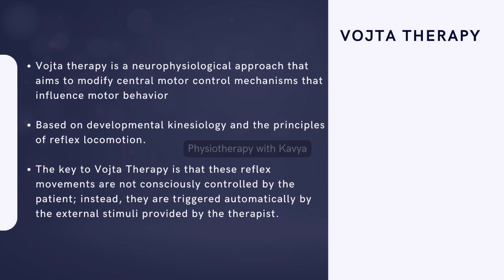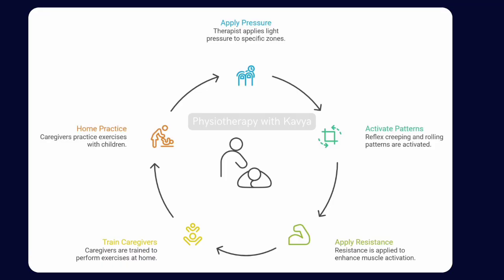The key to Vojta therapy is that these reflex movements are not consciously controlled by the patient. Instead, they are triggered automatically by external stimuli provided by the therapist. So even in motor impairment, you can expect some of the movements to happen when they are triggered. The process happens like this.